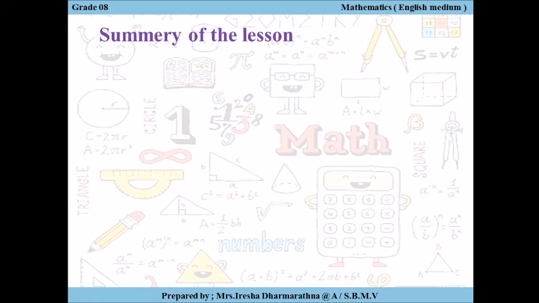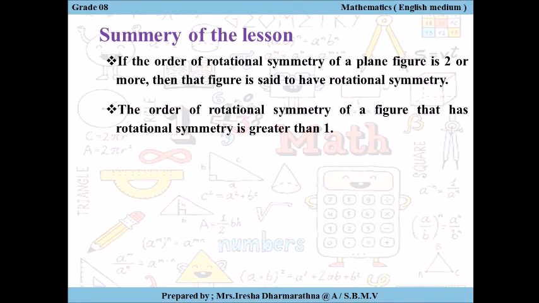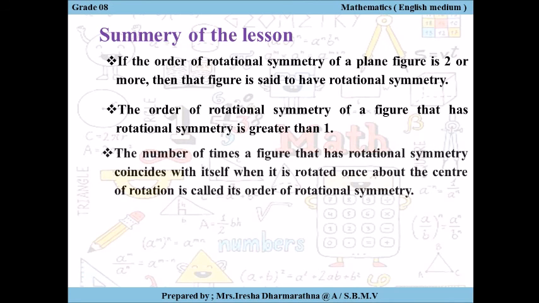Okay, this is the end of the lesson. Now I summarize it. If the order of rotational symmetry of a plane figure is 2 or more, then that figure is said to have rotational symmetry. The order of rotational symmetry of a figure that has rotational symmetry is greater than 1. The number of times a figure that has rotational symmetry coincides with itself when it is rotated once about the center of rotation is called its order of rotational symmetry.